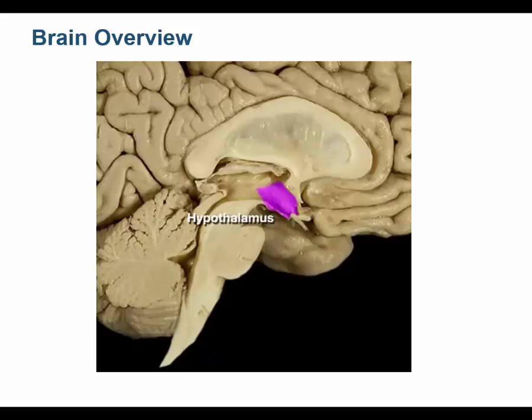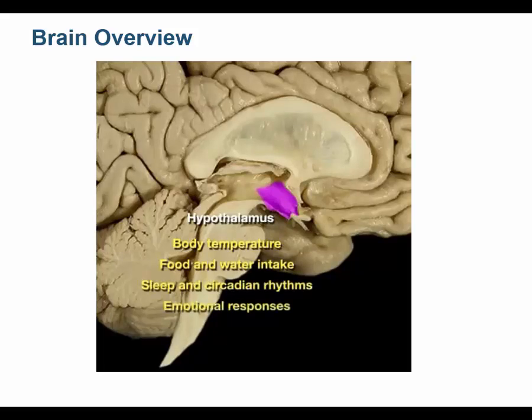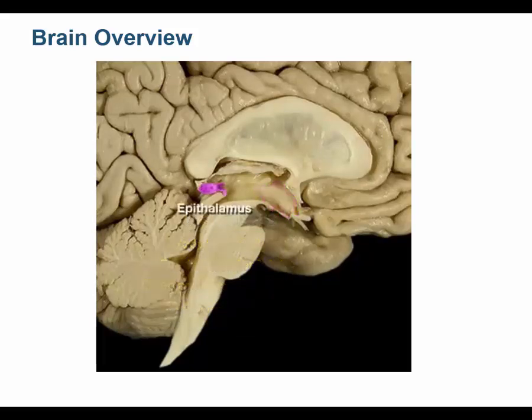It has a primary role in homeostasis, including regulation of body temperature, food and water intake, sleep and circadian rhythms, emotional responses, and memory. The epithalamus is dorsal to the thalamus and has 2 parts. The pineal gland is an endocrine organ, while the habenula is a relay center between the midbrain and limbic system.